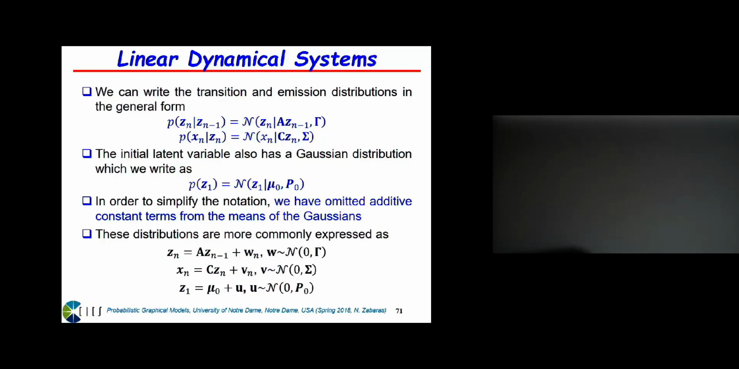If you don't want these equations written in terms of distributions, this is how they look. They're all linear, and that's why we call this a linear dynamical system. Later on, if I don't have time, you will have to read it, but we can extend this where, rather than having a linear function of Zn minus 1, we put some function f of Zn minus 1, or here some function g of Zn. But right now, everything is linear and everything is Gaussian.